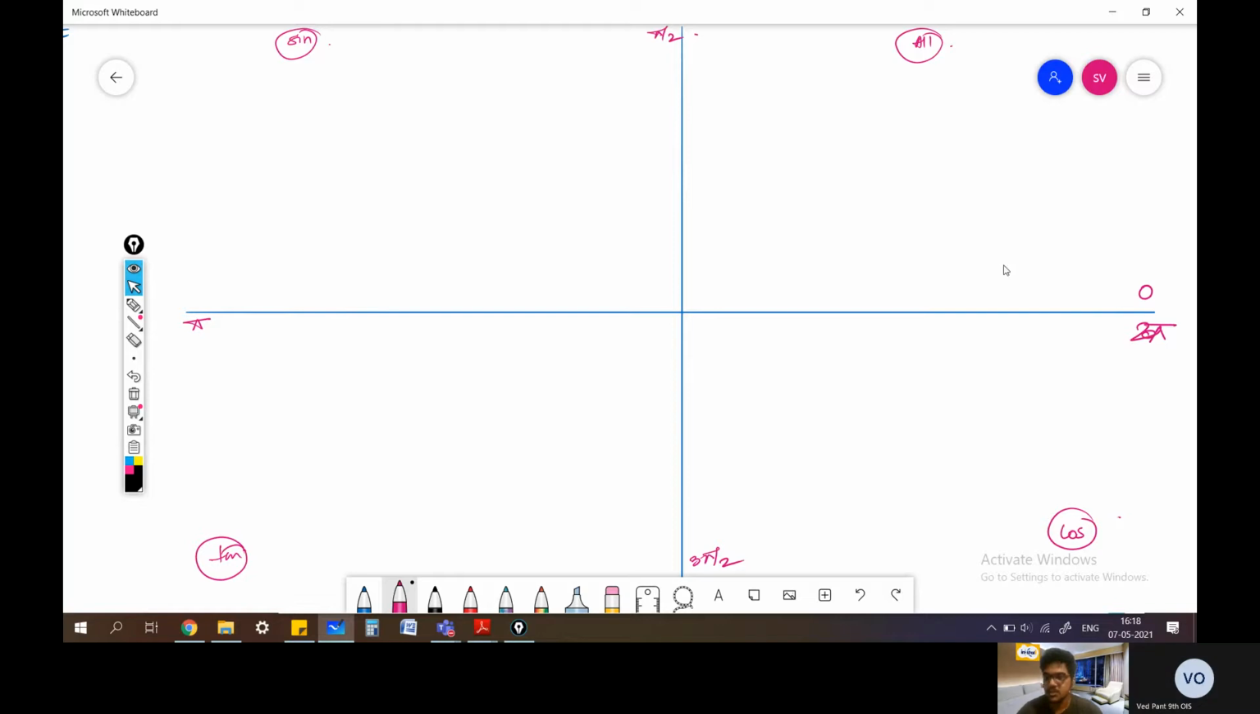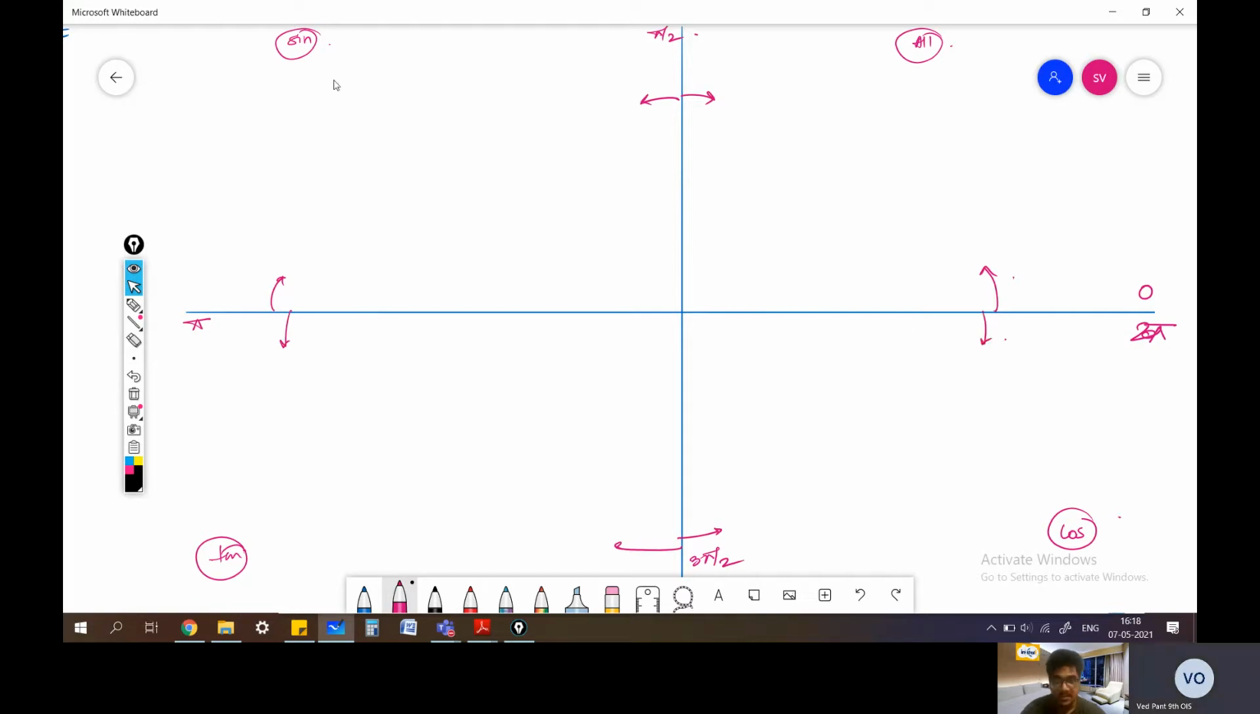So my angle can be from this. I can jump from this way, this way, this way, this way, similarly this way and this way, and this way. My angle can be like this.